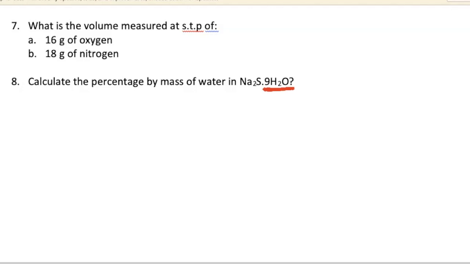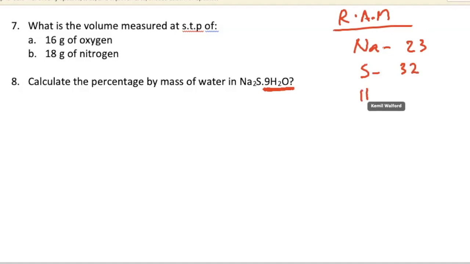So we'll have to look at the RAM of the different elements that are present. The RAM for sodium, we know it's 23. For sulfur, we know it's 32. For hydrogen, we know it's 1. And for oxygen, we know it's 16. So we're going to find the mass of everything that is present, and then we find the percentage by mass of water. So let's check this out.